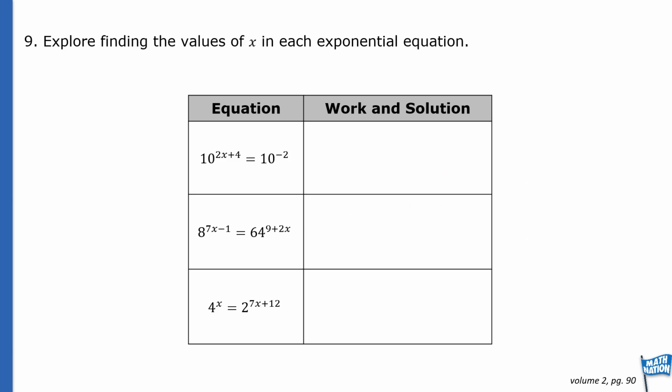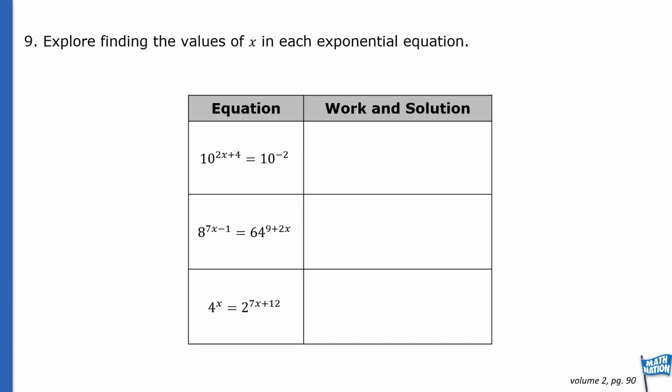All right, so here, let's explore finding the values of x in each exponential equation. So on the left, they give you the equation. Let's start with the first one. Make sure your bases are the same, and in this case, it is. So over on the work and solution part, the right side of this table, what you should have in that table would be 2x plus 4 equals negative 2. And then work it out and solve it.